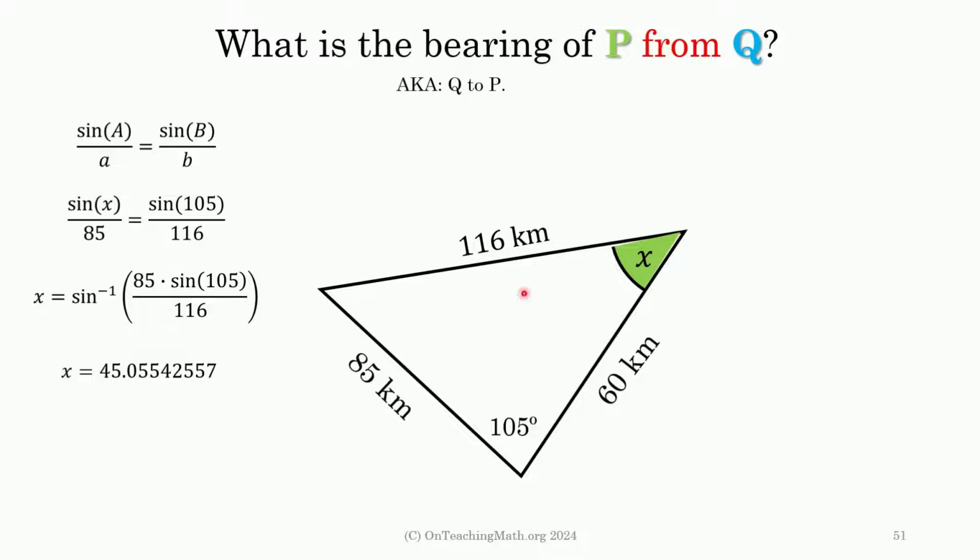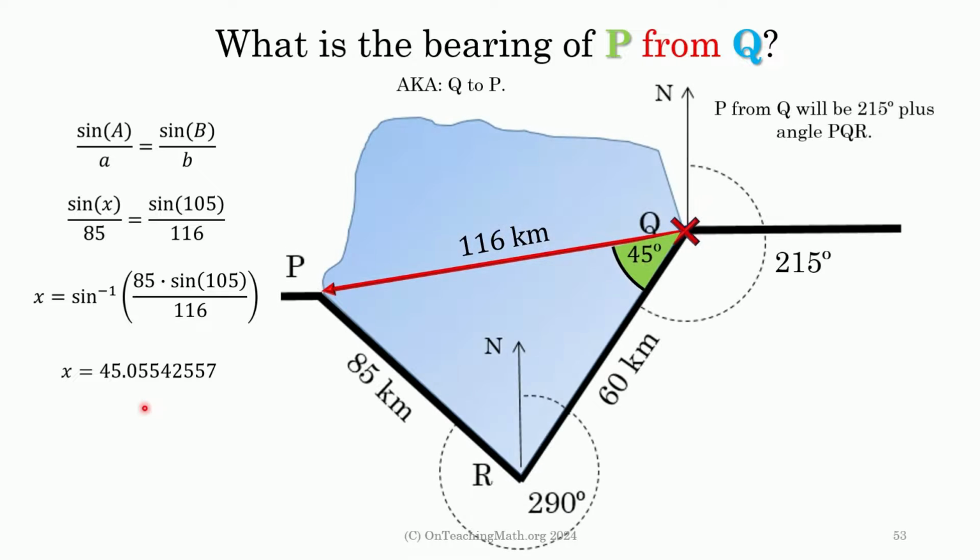All right, so we just set up our ratio, right? The sine of 105 over 116 kilometers is equal to the sine of the unknown angle, right? Divided by 85. Solve by using arc sine, and if we round to the nearest angle, we get 45 degrees.